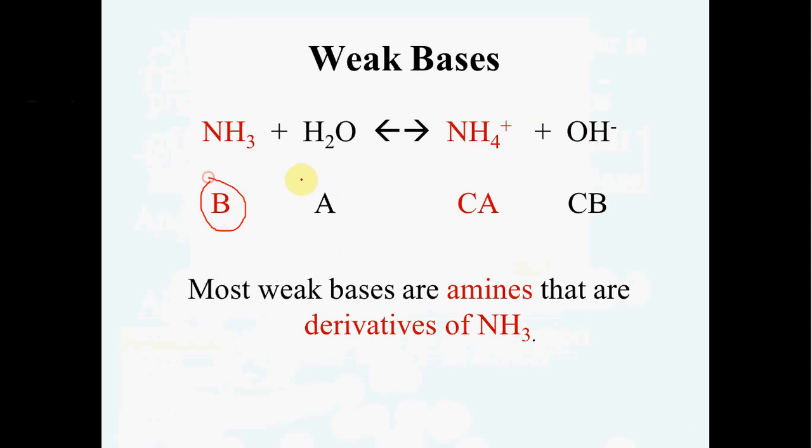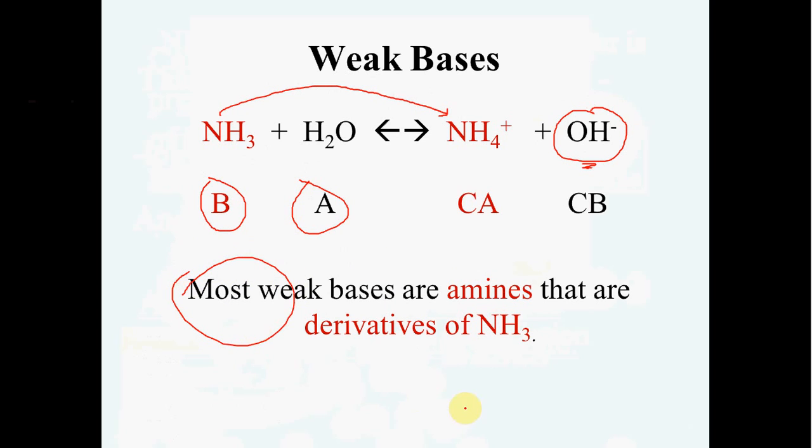Base plus acid means that ammonia, being a base, will form the ammonium ion as the conjugate acid. The conjugate base of water is the hydroxide ion. All weak bases, or most weak bases that you'll encounter, are amines. They are simply derivatives of ammonia. So ammonia's structure has a central nitrogen with 3 hydrogens and a lone pair of electrons. So you will end up putting other groups on here other than the hydrogens, and these will all behave very similarly to the simple ammonia molecule.